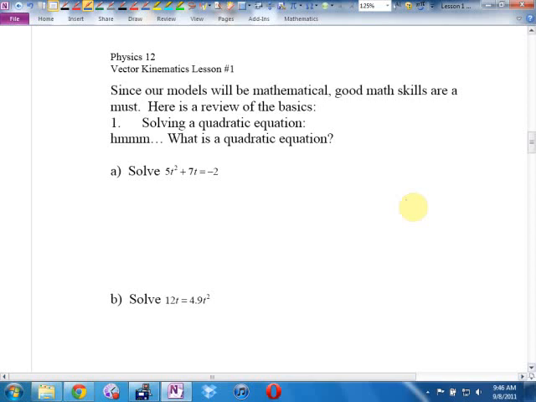So here's the question. How do you solve a quadratic? What's the first thing that you always do? Math 11 review time. Make it equal to zero is what I'm going to say. You said move everything to one side. I like to say make it equal to zero.